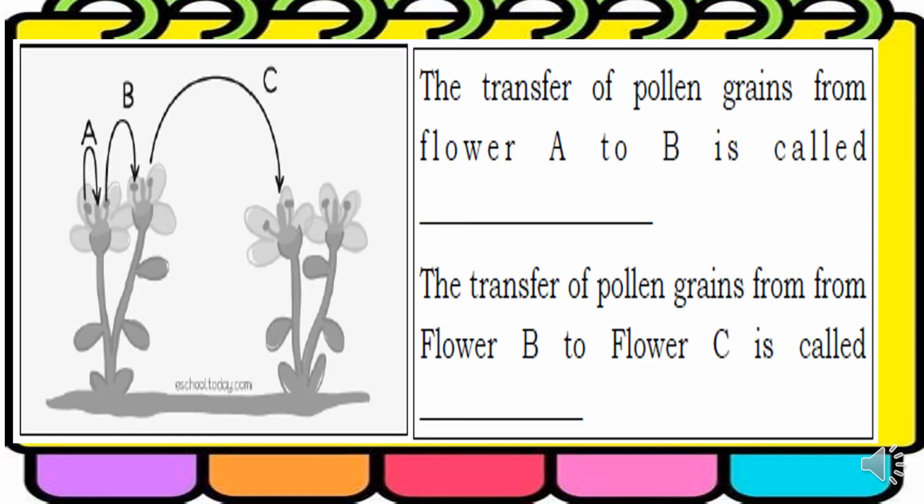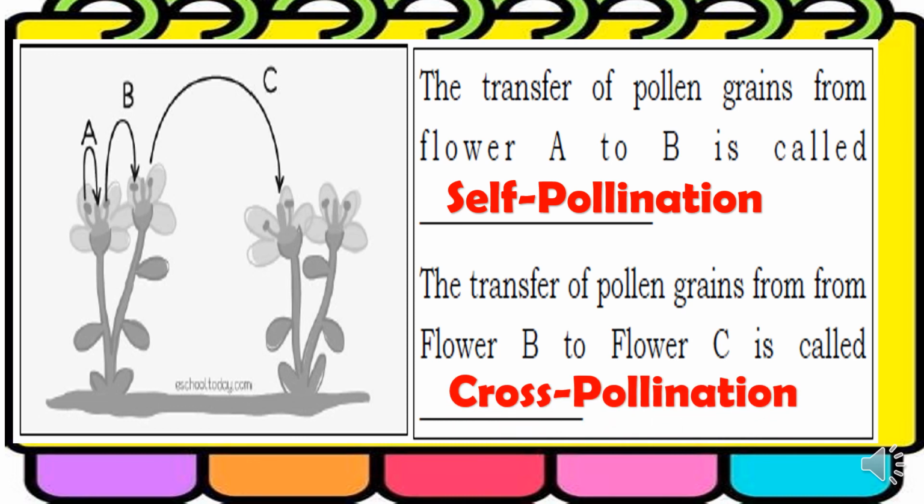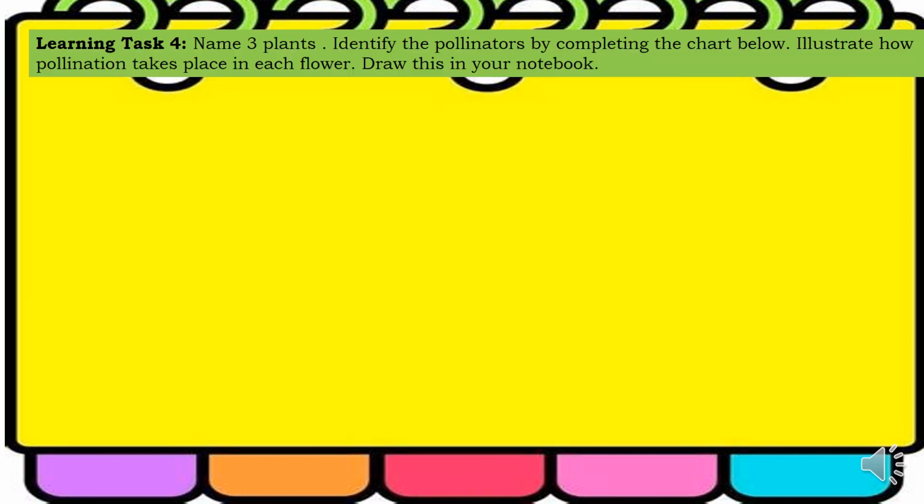And let us answer another activity for the learning task 3. So the transfer of pollen grains from flower A to B is called self-pollination. And the transfer of pollen grains from flower B to flower C is called cross-pollination.